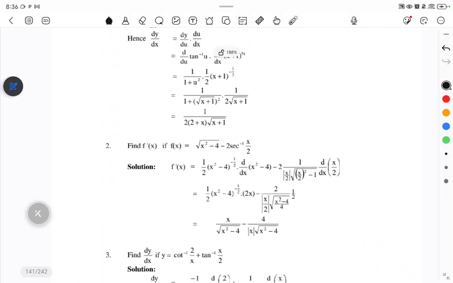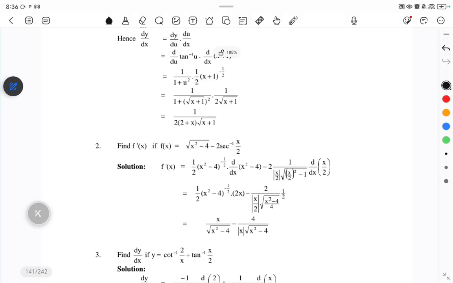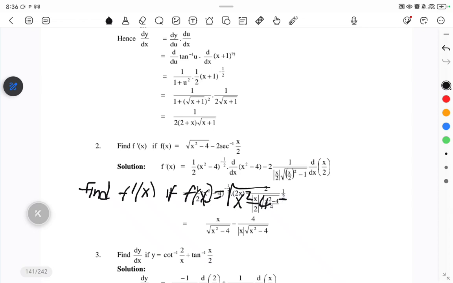So we come to the second one. We find f prime of x if f of x is equal to root of x squared minus 4 minus 2 arc sec x over 2. They say right.